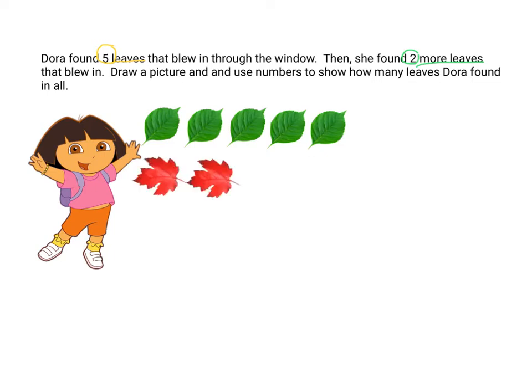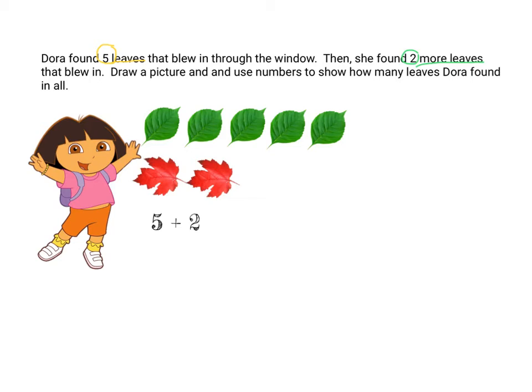Okay, you can see that I added 2 more leaves. Now I chose to make my 5 leaves green and my 2 leaves red, just so I can see what 2 numbers I was adding together. Let's go ahead and write an addition statement to go with this, and then we can solve it. Since I have 5 green leaves that I started with, I'm going to start with the number 5, and then I'm going to go ahead and add my plus sign since I'm doing addition. Next, I see my 2 red leaves that blew in later.